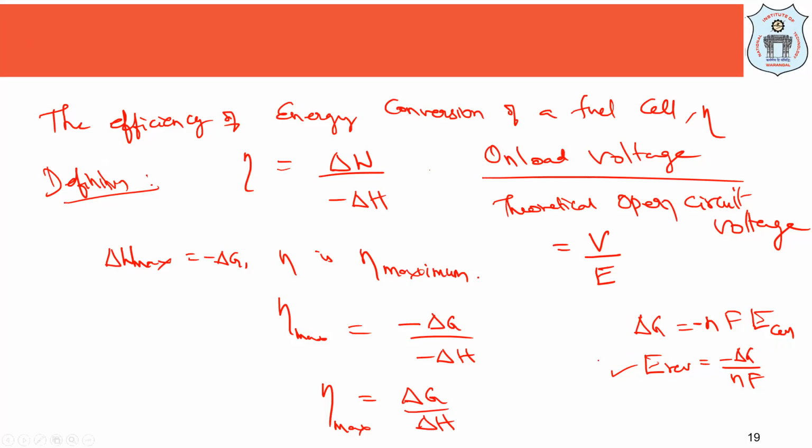So we know the E reversible value at 200 degrees Celsius. As the temperature increases, we should know this reversible E is decreasing. So the actual cell output voltage on the load is less than the E reversible. The difference between the theoretical value and the actual value is called polarization.